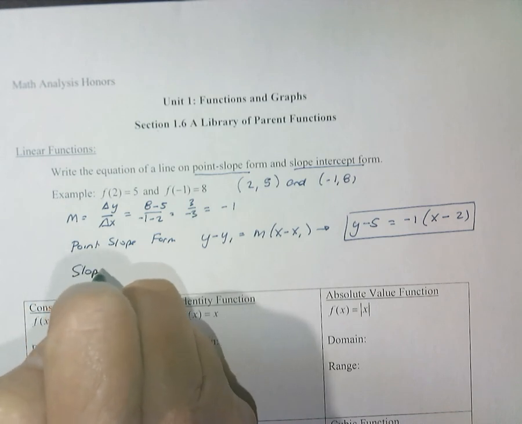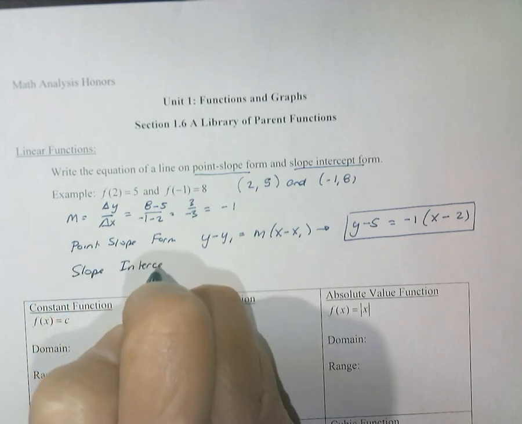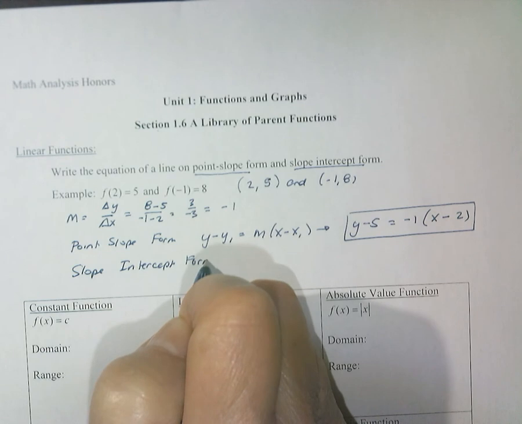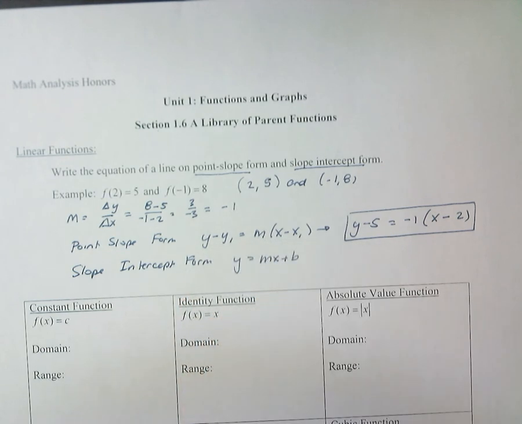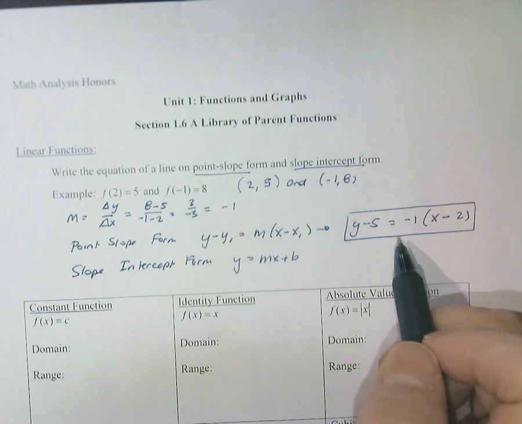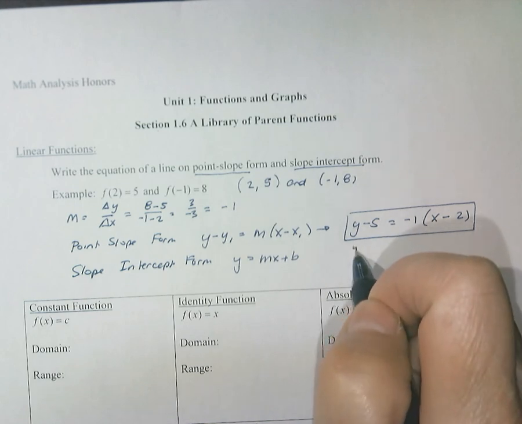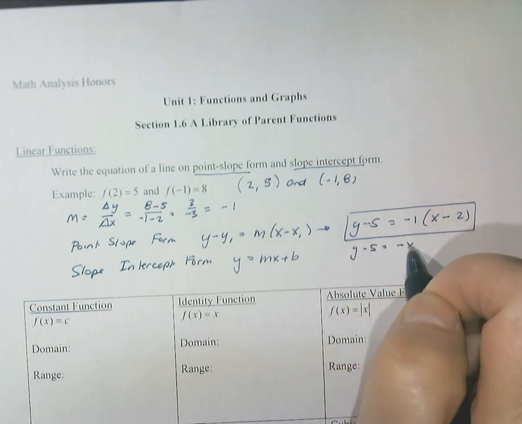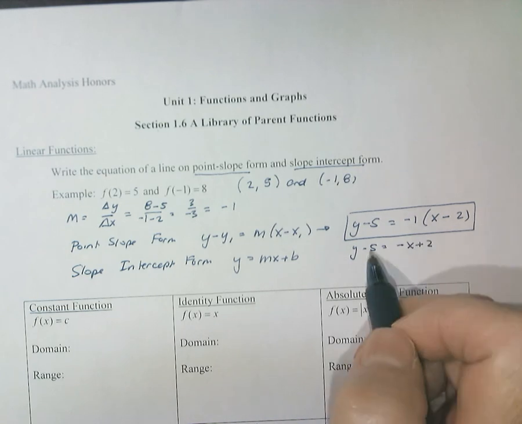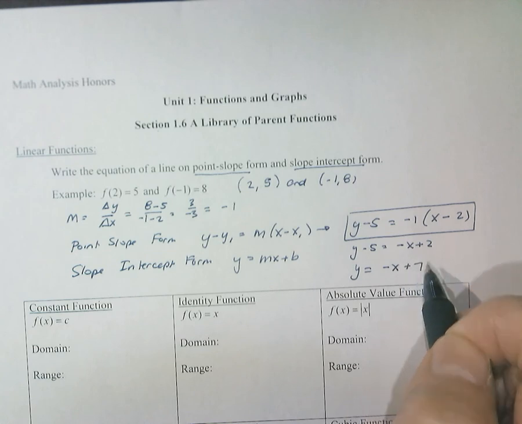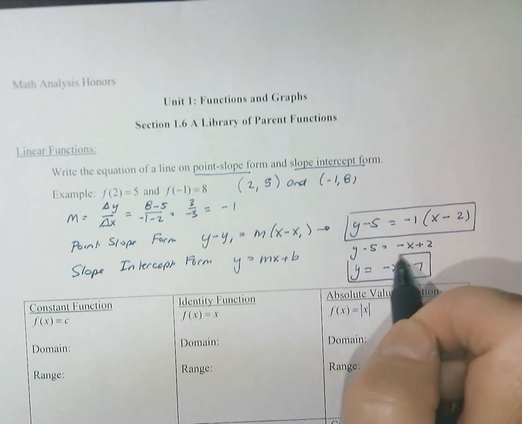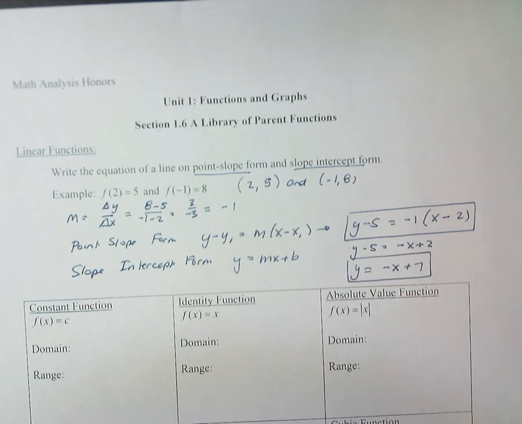Slope intercept form is y equals mx plus b. If I were to rearrange this, I get y minus 5 equals negative x plus 2. If I add 5 to the other side, I get y equals negative x plus 7. And that's slope intercept form.